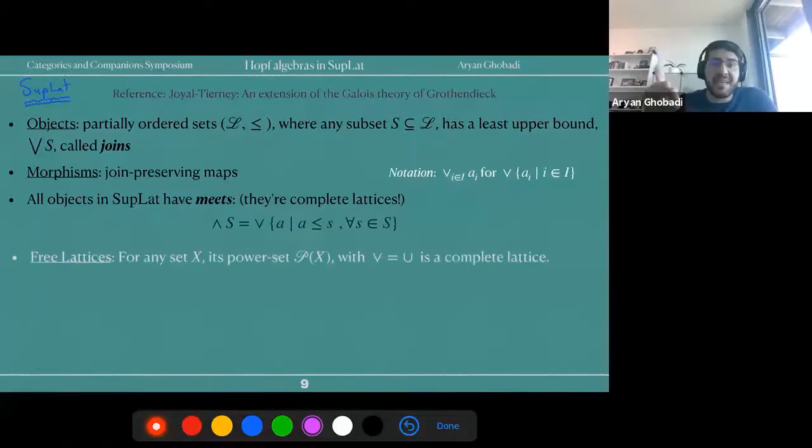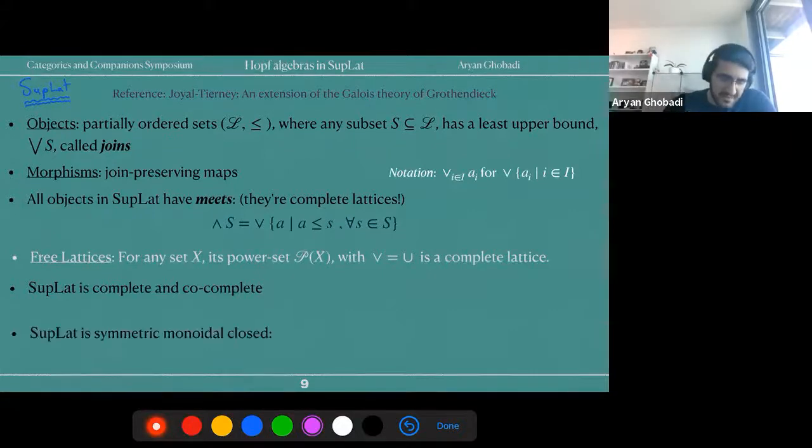And the way I'm going to embed Set into this is, for every set, you can take a power set of it, and that's going to be a complete lattice with the union being the join. In particular, the good thing is that SupLat is complete and co-complete. Unfortunately for us, the co-equalizer structures are horrible, and you really need to think about how to do co-equalizers in this category. The other good thing is that it's a symmetric monoidal closed category.